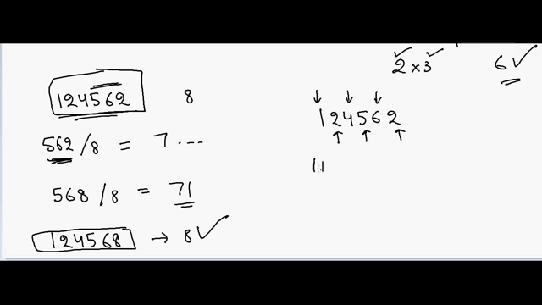So I'll say 1 plus 4 plus 6, that's 11, and then 2 plus 5 plus 2, that's 9. So if I subtract 9 from 11, that gives me 2, and 2 is not divisible by 11, so this number should not be divisible by 11.